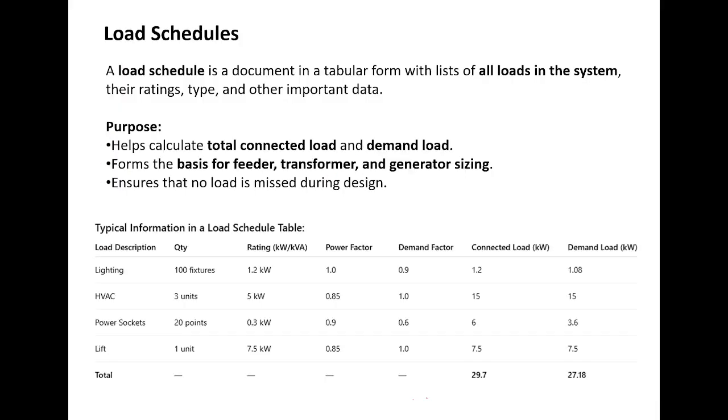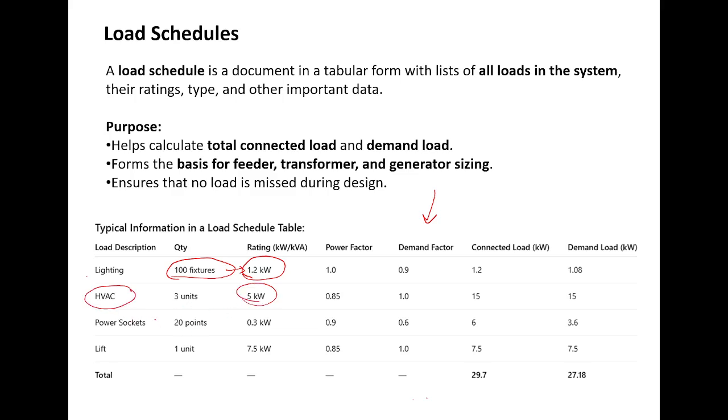Now coming to the load schedule, this is your load schedule. Load schedule is not a very big science. A load schedule is a document in tabular form. You can see here, you will find the list of all loads in your building, like how many lighting fixtures you have. In the complete building, you have 100 lighting fixtures, and each lighting fixture consumes 1.5 kilowatt. Sorry, 100 fixtures consume 1.2 kilowatt of load. Similarly, we have three HVAC machines which consume 5 kilowatt.